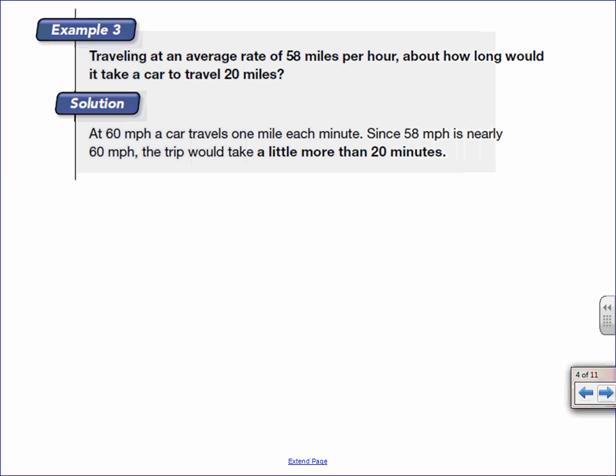The other way that you could do it is to actually figure it out, and you'd have 58 miles per 1 hour, and then you'd multiply, and we have 20 miles here.